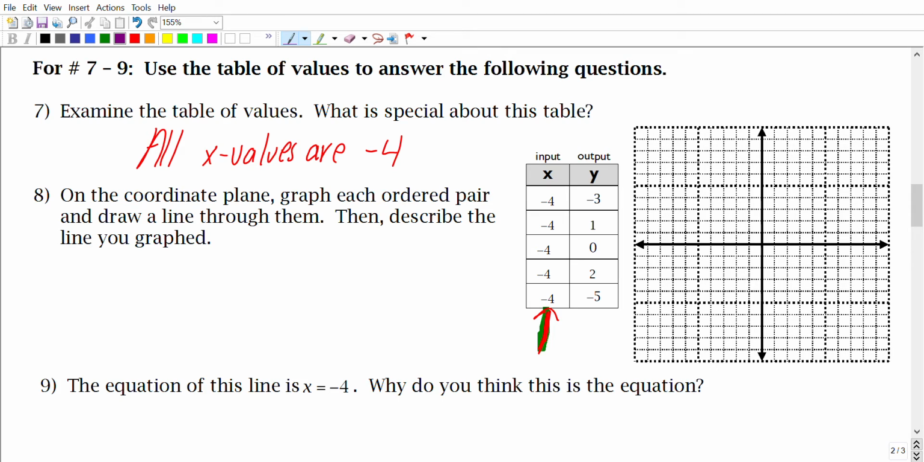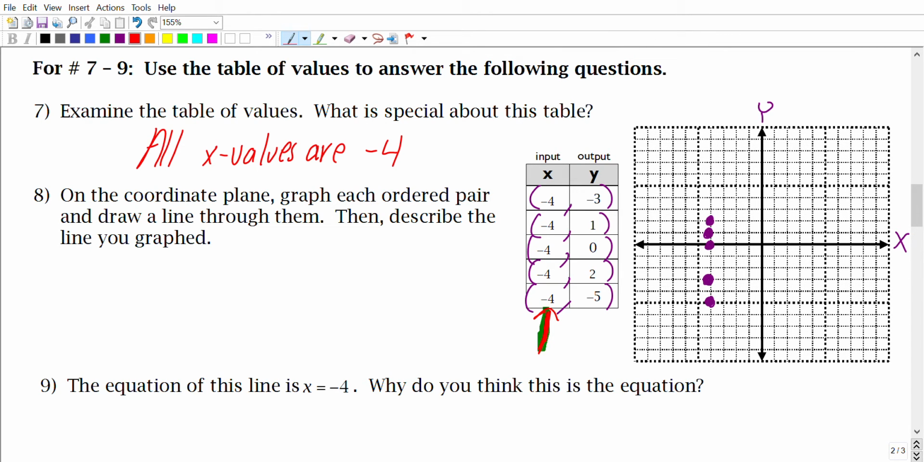Alright, hopefully you guys graphed your ordered pairs. I'm going to go ahead and do that with you now. So double check your answer, make sure you have a similar graph to what I have. Let me go ahead and label my axes. The y, that's the x. Always start going left and right, then up and down. So -4, so left 4 and down 3. Left 4 and up 1. Left 4 and up 0, or up or down 0, so just right on the axis. Now left 4 and up 2. And finally left 4 and down 5.